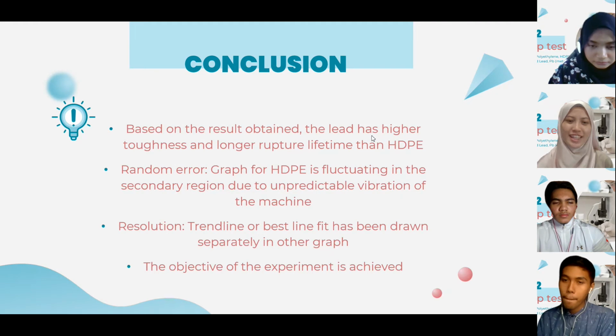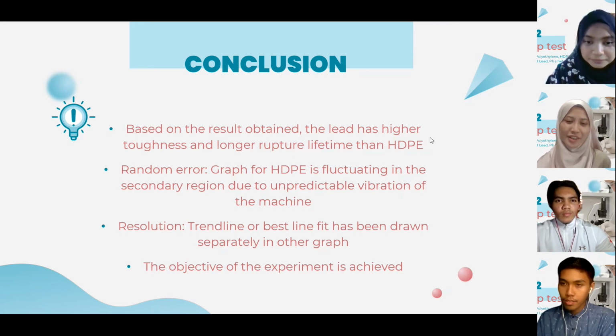Okay, in conclusion, based on the results obtained, it is shown that lead has a higher toughness and longer rupture lifetime than HDPE despite the occurrence of random error, since the best fit line has been drawn separately in the other graph. Overall, the objective of the experiment is achieved. That's all from us. Thank you.